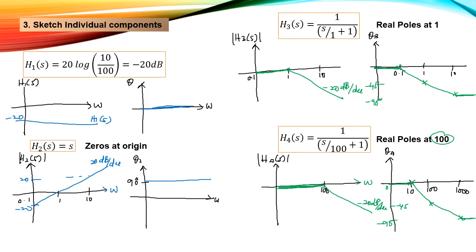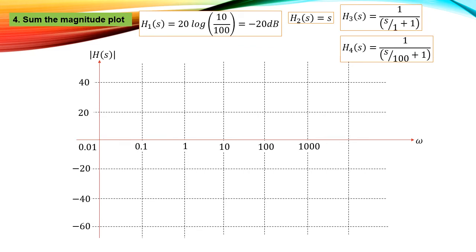Once you have all the individual plots, you need to sum them up. Let's sum the magnitude of the transfer function. You need to sketch the individual transfer functions in the same graph before you can sum them up. Start with H1(s), a constant of negative 20 dB. And then you have H2(s) equals s, so it is zeros at origin. The line crosses at 1 with a positive 20 dB slope.